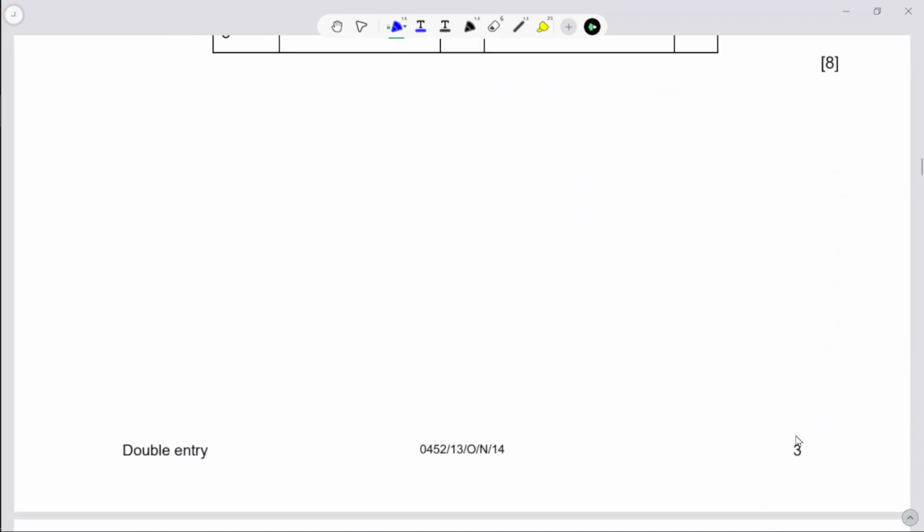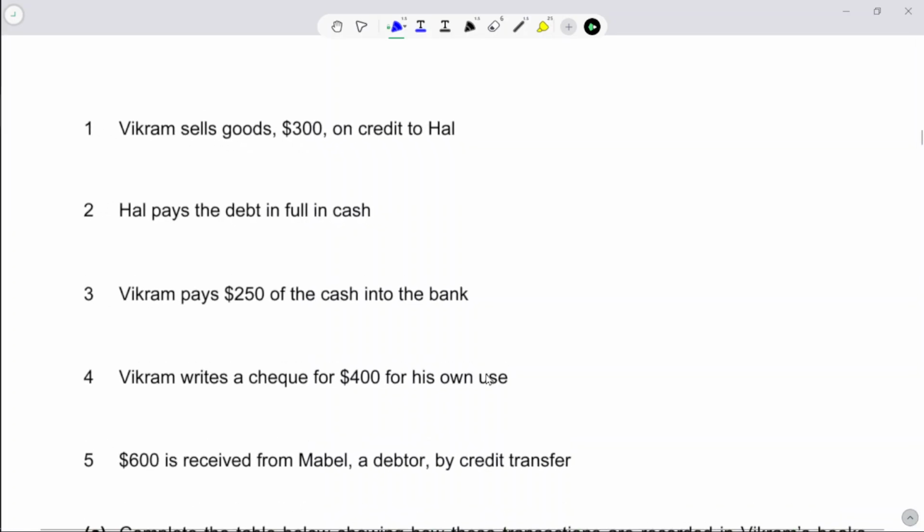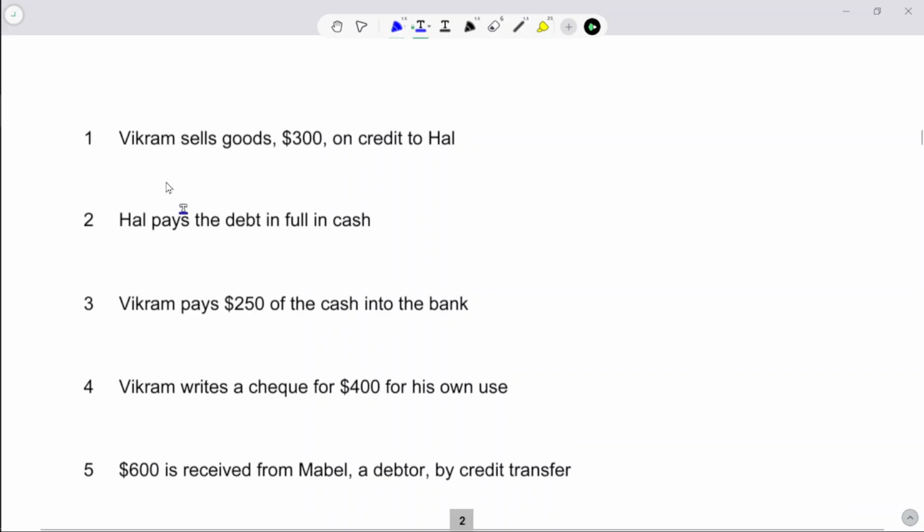Now let's go to page number 3. Number 3. So here we go again. Sell goods refers to the sales. How is a name. So this one, sales is always credit. Remember, if there's one credit, another one will be debit.